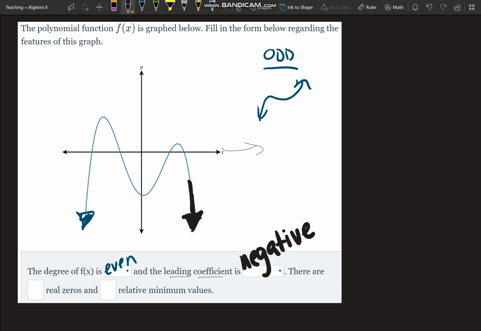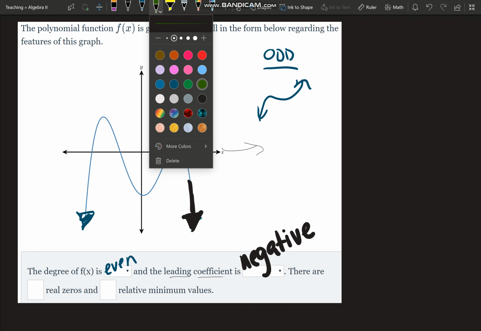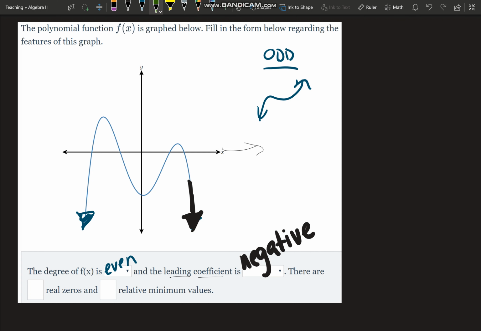So maybe I made my pen a little too large here, but I think you understand. So because it's going down to the right, that means the leading coefficient is negative. If it were going up, the leading coefficient would be positive.